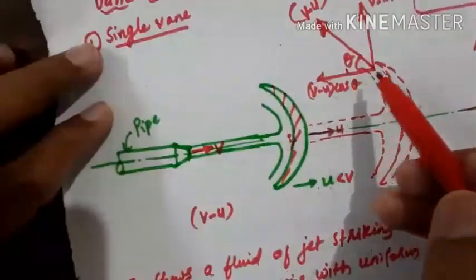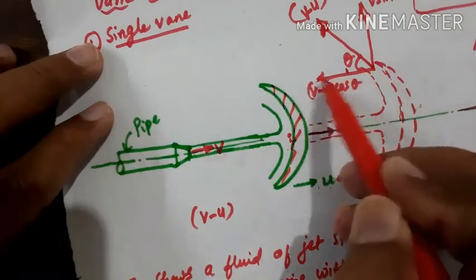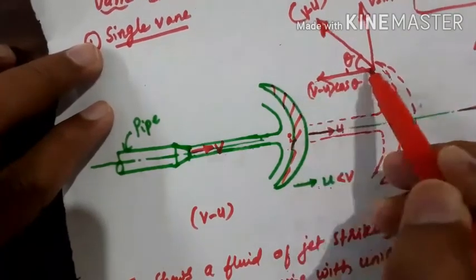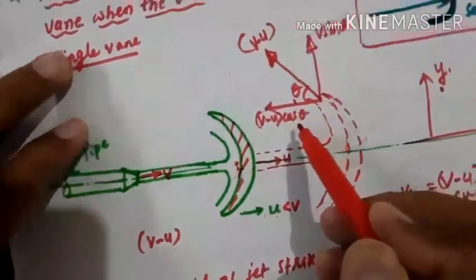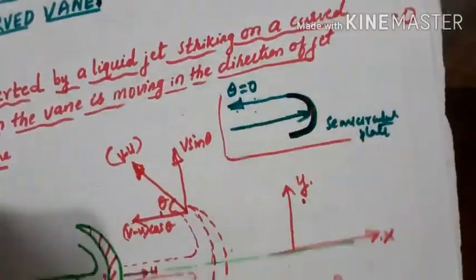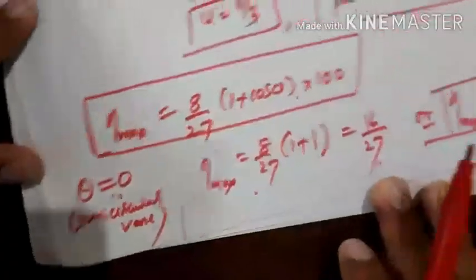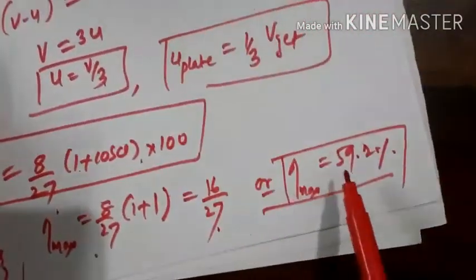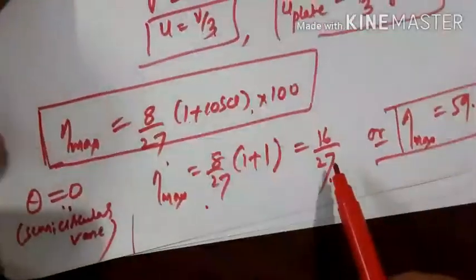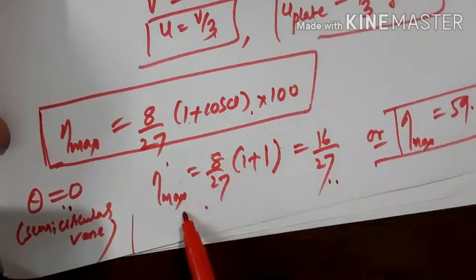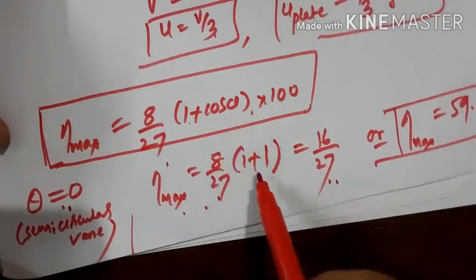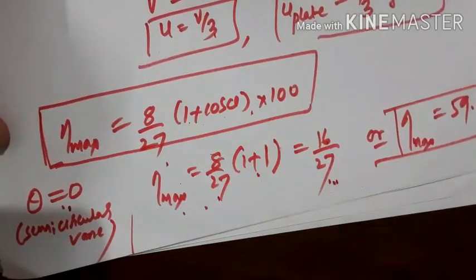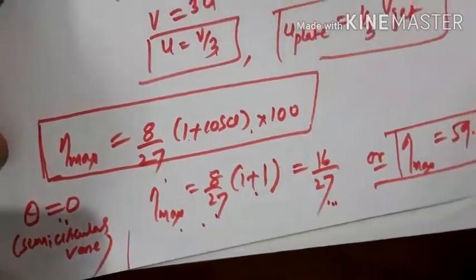Okay, so here the jet will be going out of the vane making an angle equal to 0. That is theta equal to 0, like this. When theta comes to 0, you will be getting this one. Eta max is 59.2% or 16 by 27. Eta max equal to 8 by 27, cos 0 equal to 1. You will get 16 by 27. I hope you understood this one.